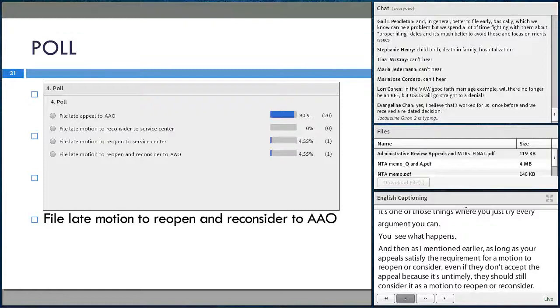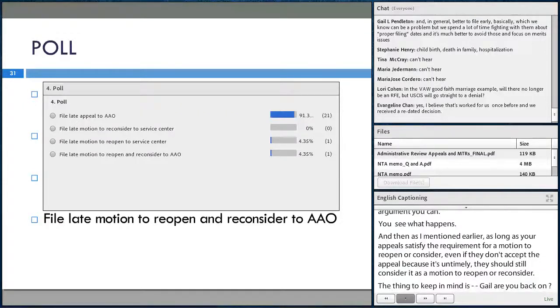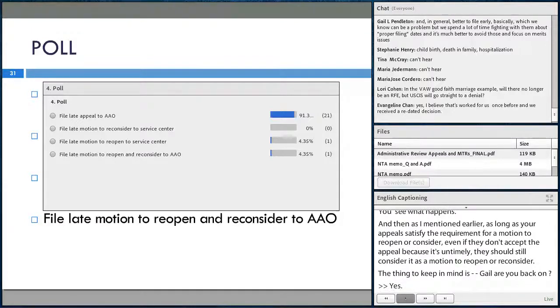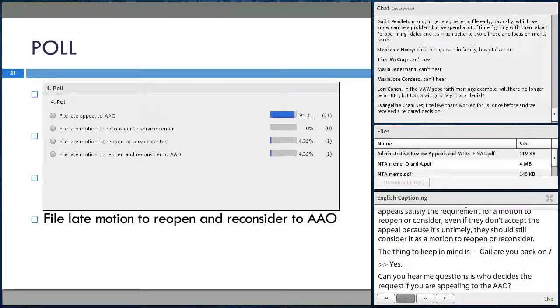Okay. Yeah. So two questions, the interrelations between the fee waiver and the AAO. Who decides the fee waiver request if you're appealing to the AAO? Is it the AAO or Vermont? Do we know? It appears to be Vermont. The decisions are coming from Vermont, at least the ones that we've seen.